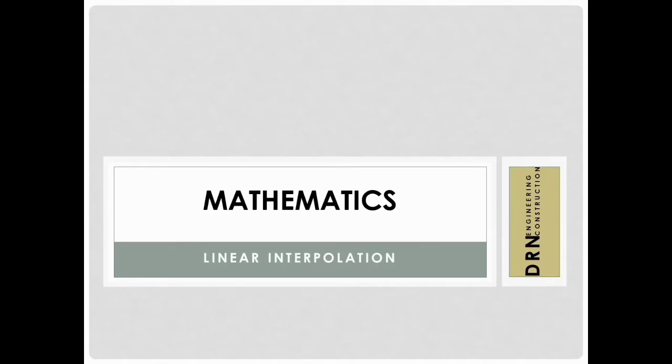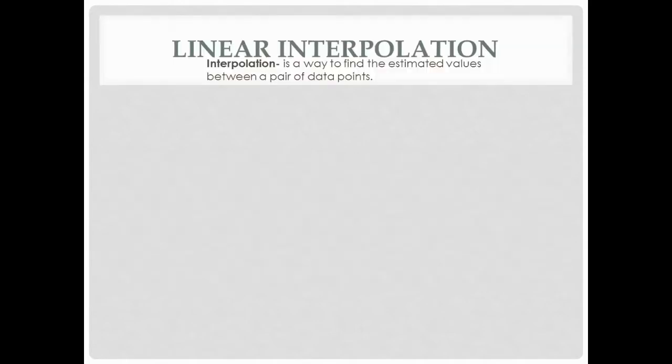So okay, let's start. So linear interpolation is a way to find the estimated values between a pair of data points. So for example, ito yung ating x and y axis and meron tayong line and given data points. So by definition, linear interpolation is a way to find estimated values.